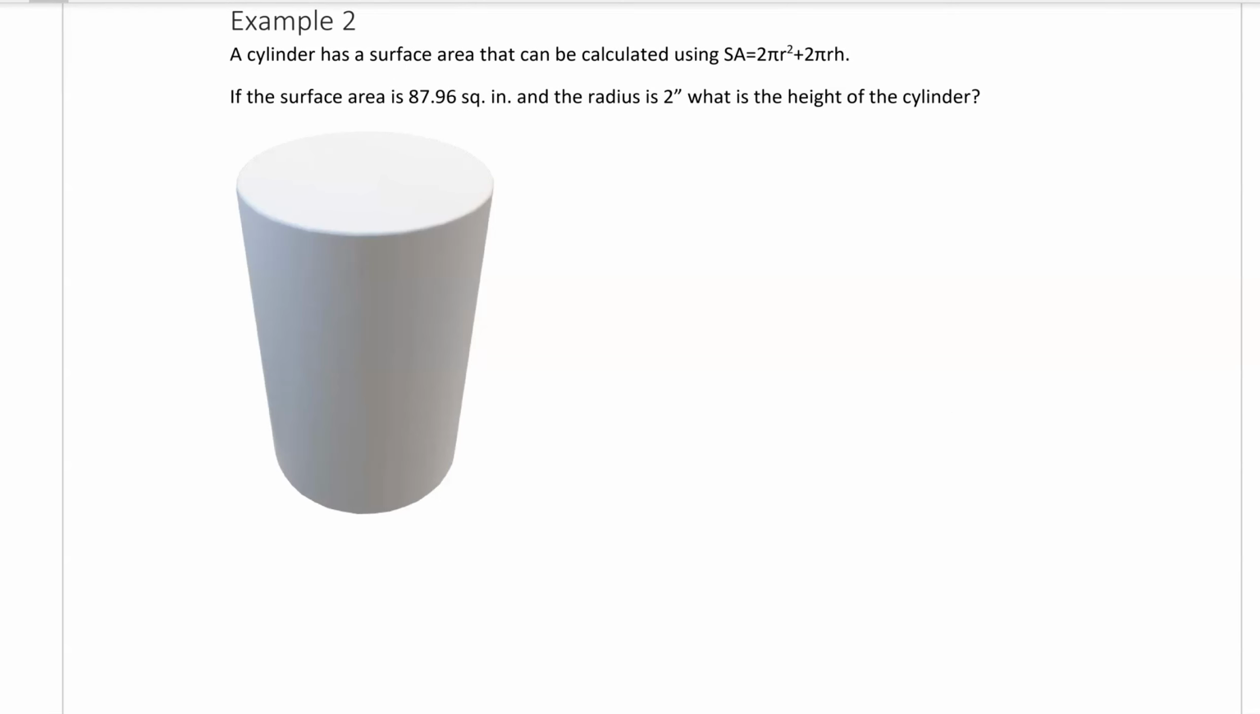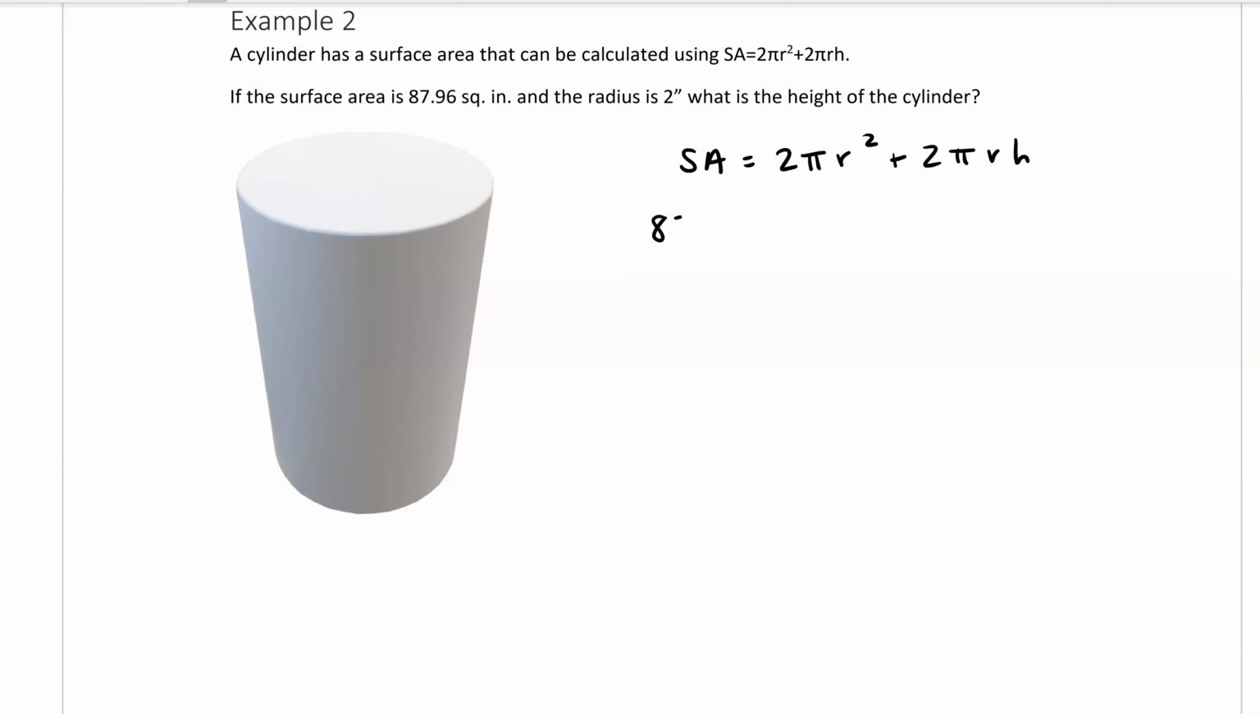Example 2 says a cylinder has a surface area that can be calculated using the formula surface area equals 2 pi r squared plus 2 pi r h. If the surface area is 87.96 square inches and the radius is 2 inches, what is the height of the cylinder? So surface area is equal to 2 pi r squared plus 2 pi rh. Now we know some of these values, so let's go ahead and plug those in.